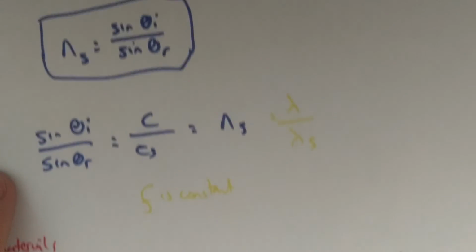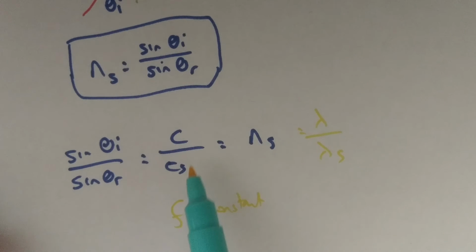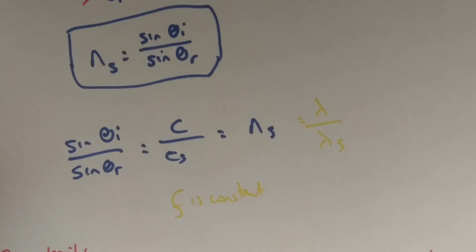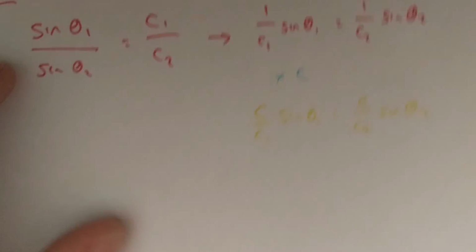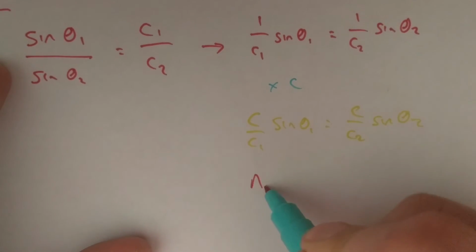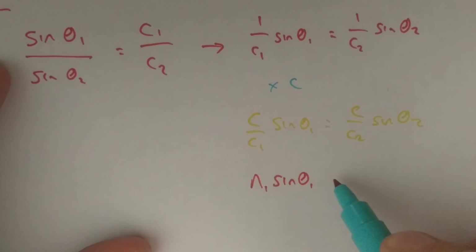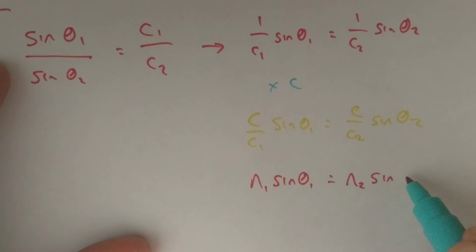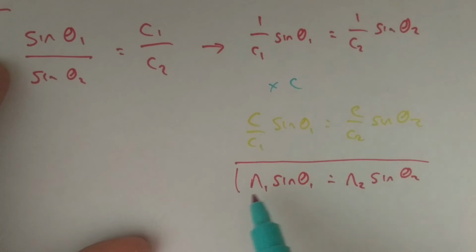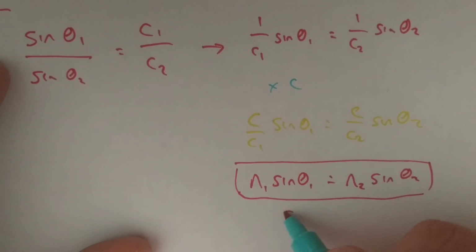If we look back up to this equation here, c over the speed of light in that material is just equal to that material's refractive index. So this equation here will simplify down to n1 sine theta 1 equals n2 sine theta 2. And that fundamental equation is known as Snell's law.